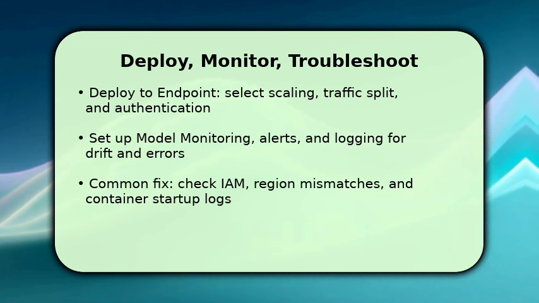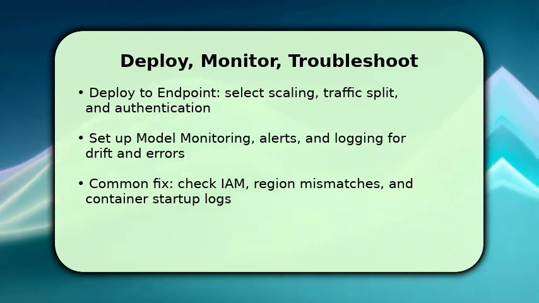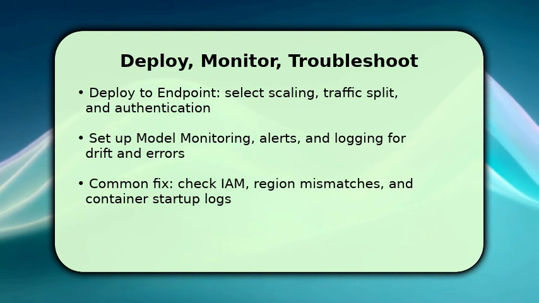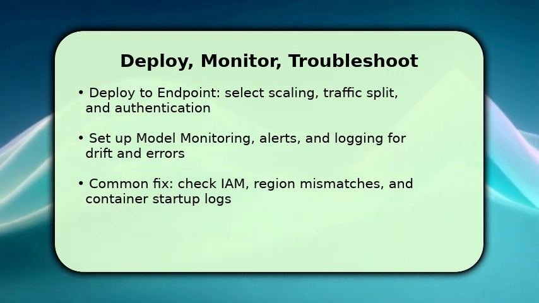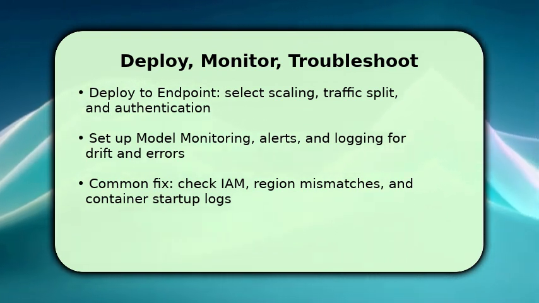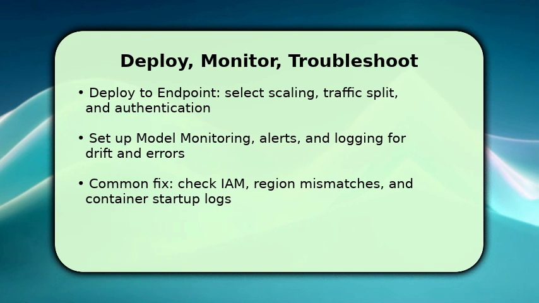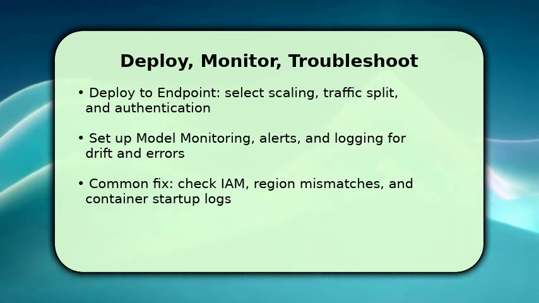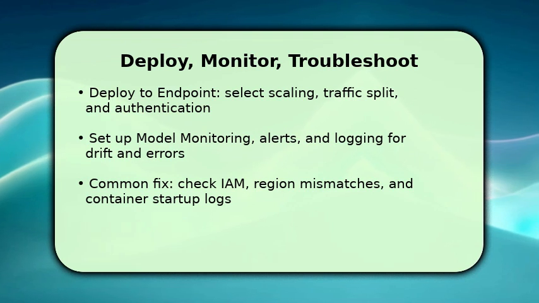Once serving, enable model monitoring and logging so you catch drift, latency spikes, or prediction skew. These are early warning signs. If inference fails, check service account IAM, region mismatches between model and endpoint, and container startup logs for missing dependencies.